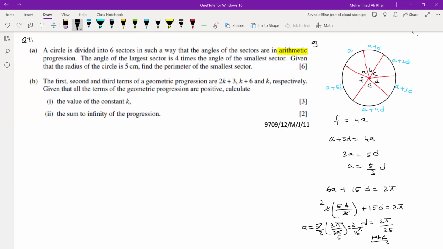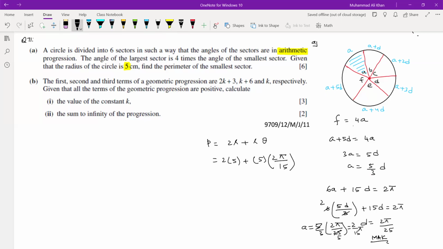आपसे क्या कहा गया? Find the perimeter of the smallest sector. हमें इसका perimeter calculate करना है. हम circular measures में पढ़ चुके हैं how to calculate the perimeter. So the perimeter is 2r plus r theta. The radius is given 5. So it is 2 times 5 plus r is 5, and theta is the value of A. The value of A is 2 pi over 15.